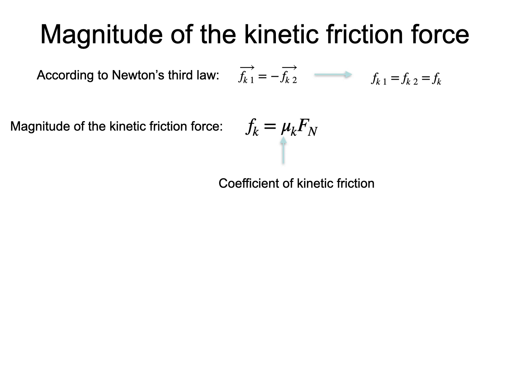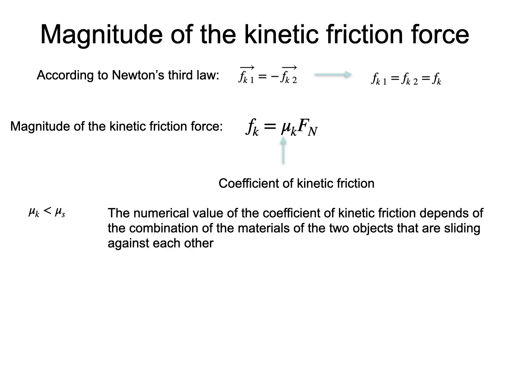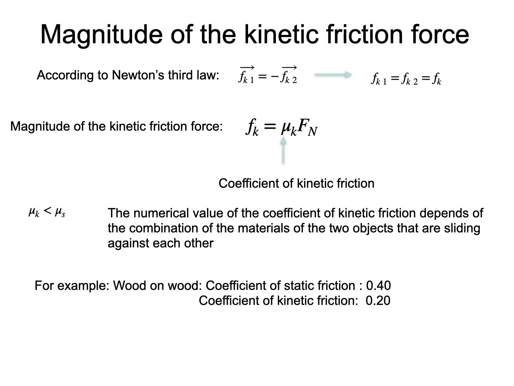Mu k has a different value from mu s. It is smaller for a given combination of materials. It still depends on the two materials of the surfaces that are touching. Here is an example of coefficient values for a wooden object in contact with a wooden floor.